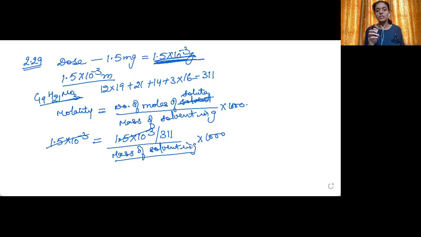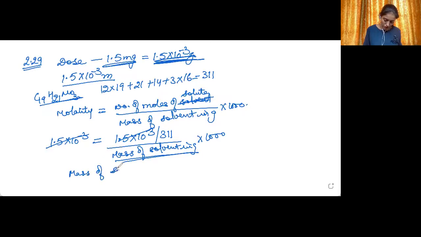Now from this formula, we will be getting the mass of solvent in gram. But actually what we need is the mass of solvent plus solute that needs to be given to the patient. But see here, the amount of the solute that is required to be given to the patient is very, very small. So it can be neglected in comparison to the mass of the solvent. So if we know the mass of the solvent, we will take it as equal to the mass of solvent plus solute that needs to be given to the patient.